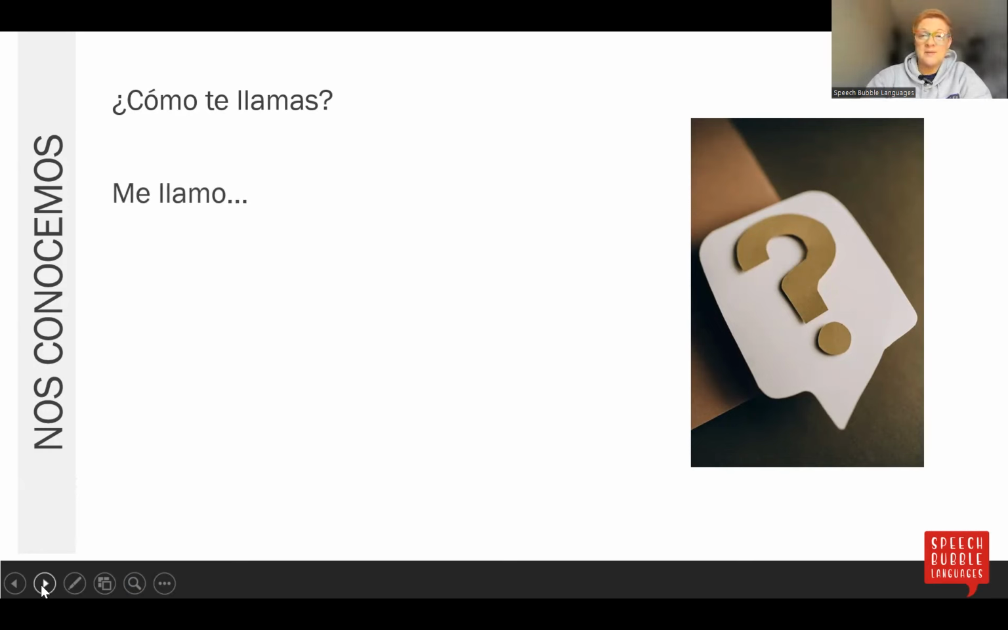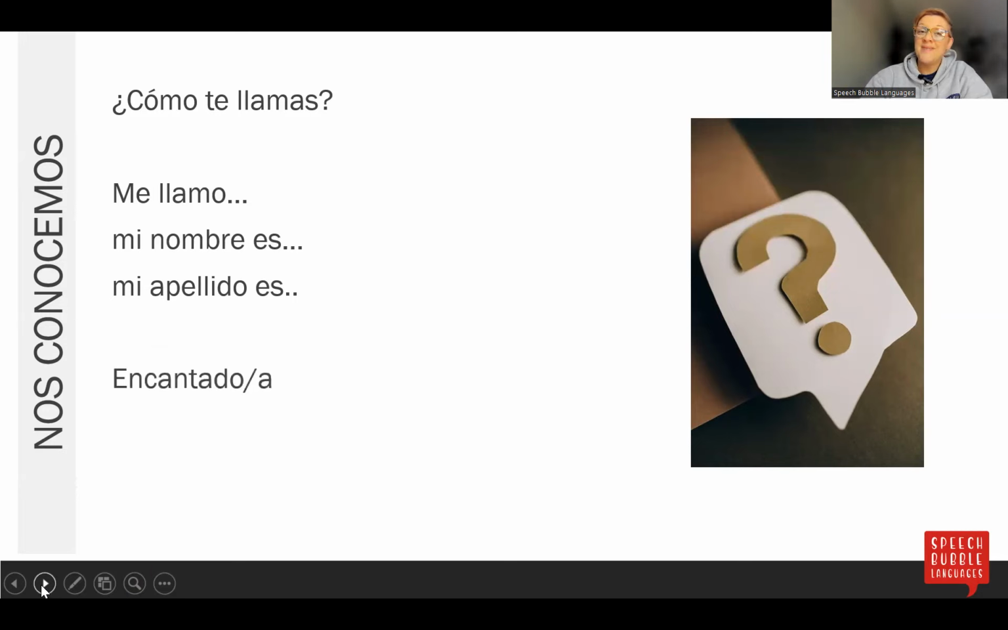¿Cómo te llamas? If we like to be a bit more specific, we could say mi nombre es and mi apellido es. Nombre, apellido. Encantada. It's lovely to meet you. Mucho gusto. It's a pleasure to meet you.